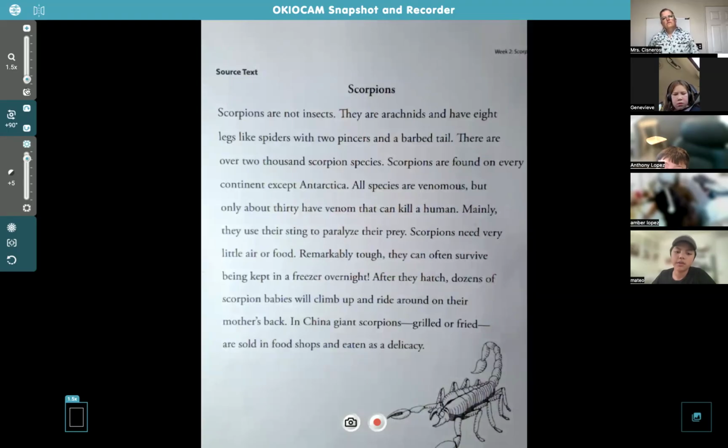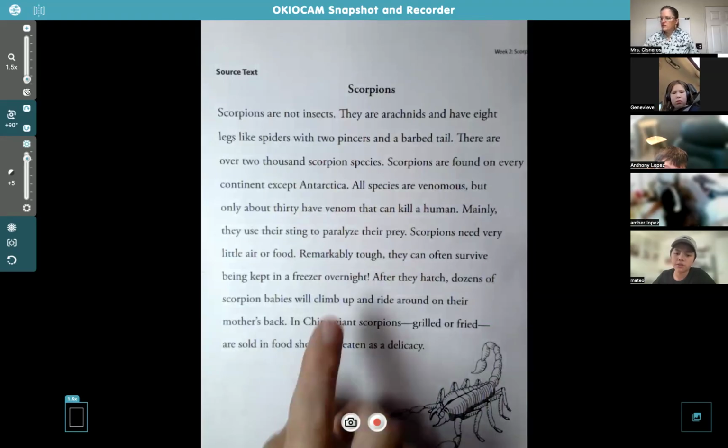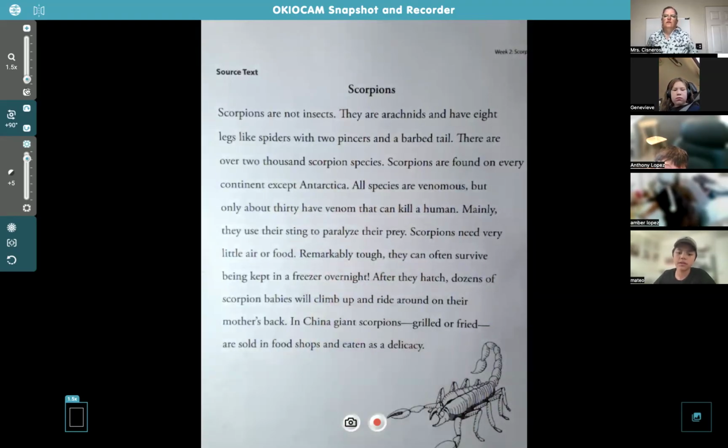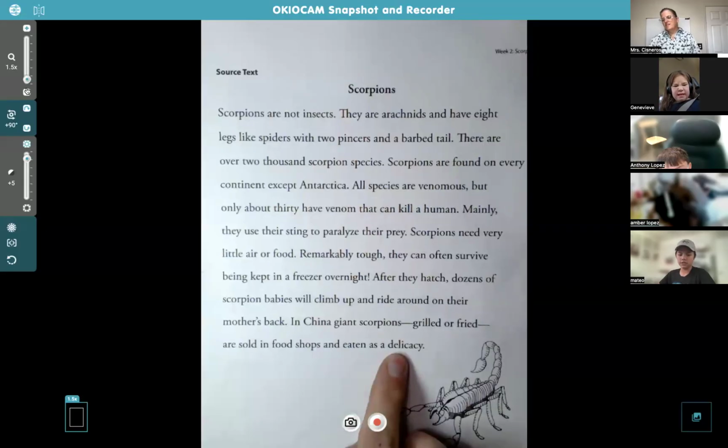Scorpions need very little air or food. Remarkably tough. They can often survive being kept in a freezer overnight. After they hatch, dozens of scorpion babies will climb up and ride around on their mother's back. In China, giant scorpions grilled or fried are sold in food shops and eaten as a delicacy. Yeah, good job reading.